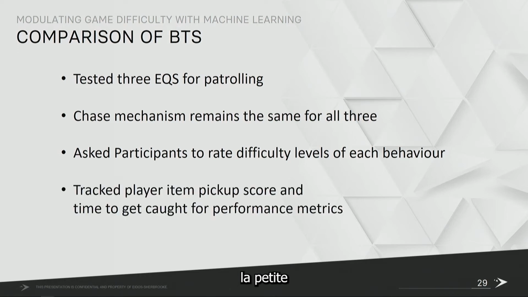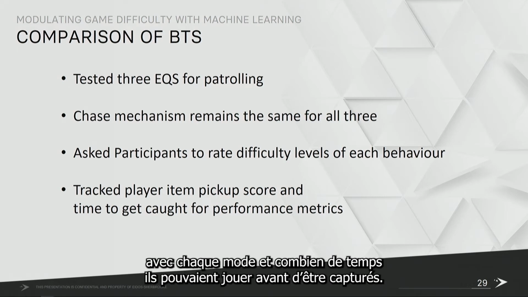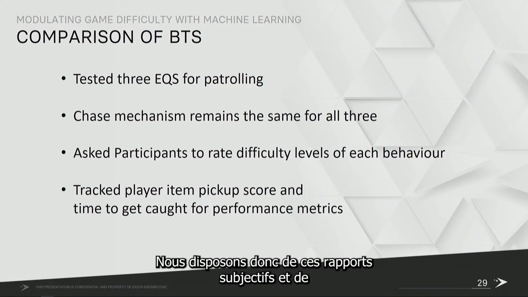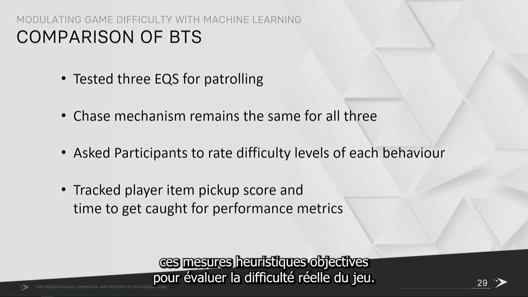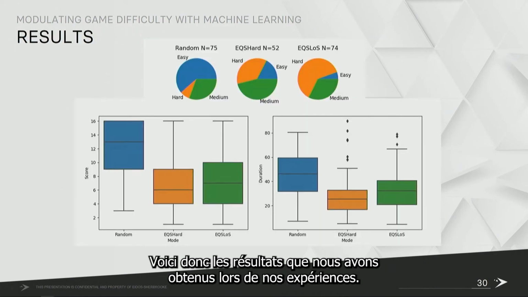And finally, we didn't want only subjective reports, but we also wanted to track how much score players could actually obtain with each mode, and how long they were able to play the game before they were captured, which would be a more objective, data-driven difficulty measure. So we have these subjective reports and these objective heuristic metrics for how difficult the game actually was. These are the results that we obtained from our experiments.